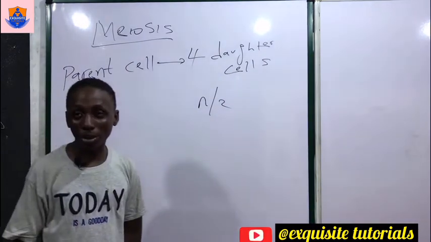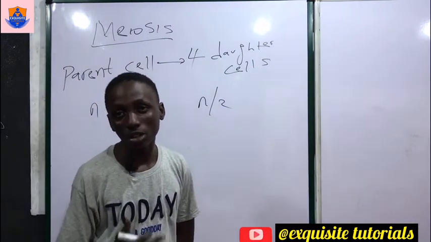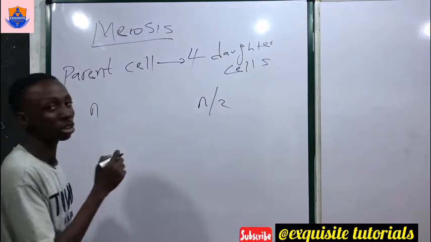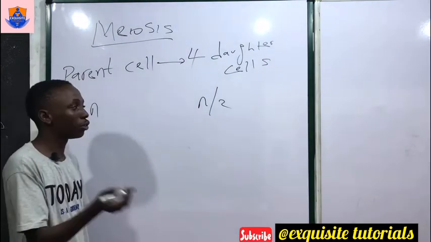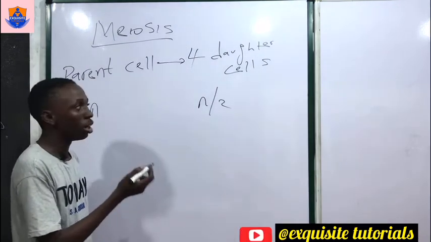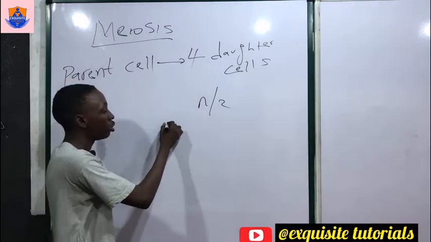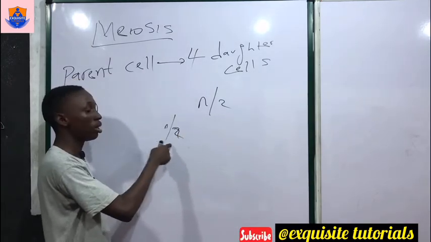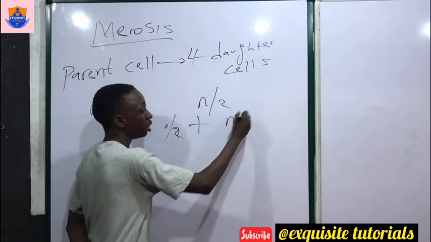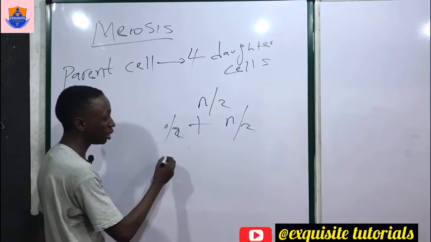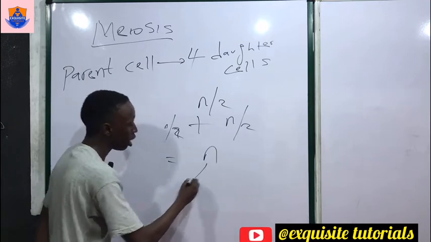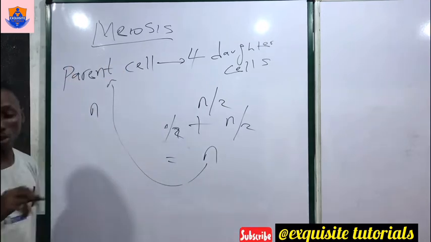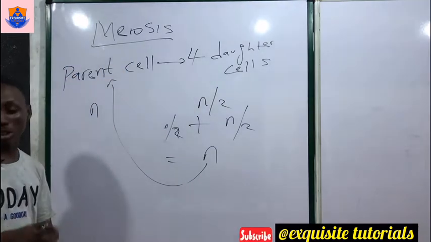Now, meiosis is a very peculiar process because it takes place only in the reproductive cells like the sperm cell or the ova. Because if the sperm, which has n over 2, combines with the ova, which also has n over 2, we end up getting the same number of chromosomes as the parent cell. So that is basically what happens in meiosis.